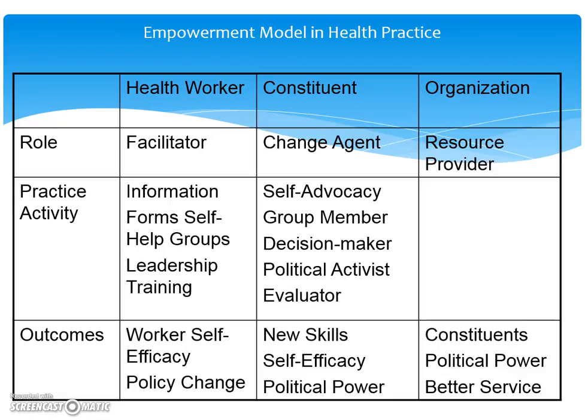So, the empowerment model and health practice. This shows you the health worker would be considered a facilitator, and they would inform groups, do self-help groups, leadership training, and the outcome would be worker self-efficacy and policy change. Now, the organization itself would be the resource provider, and their ultimate goal is political power to get more constituents and provide better service. So you can see how each person has a distinct role, but the way that role would occur and change is very, very different.